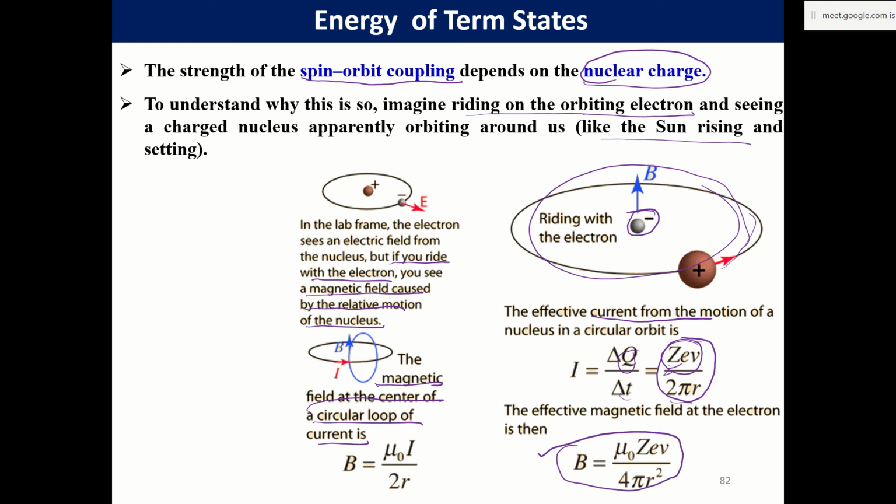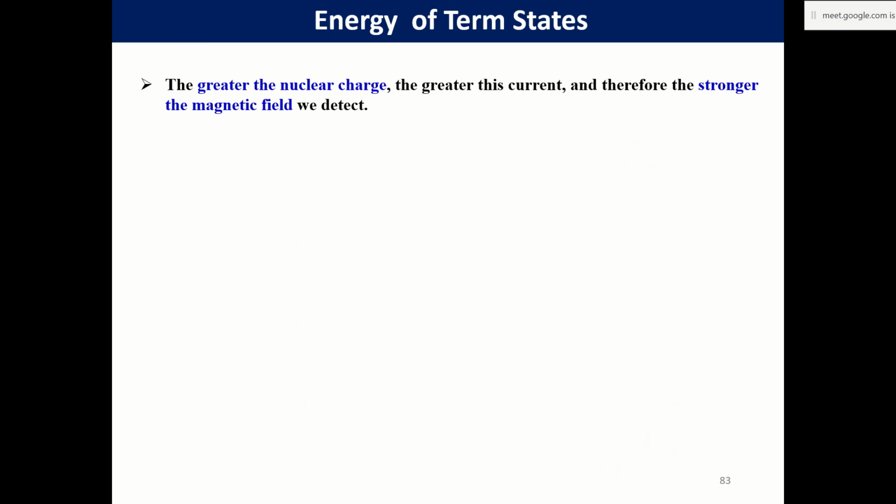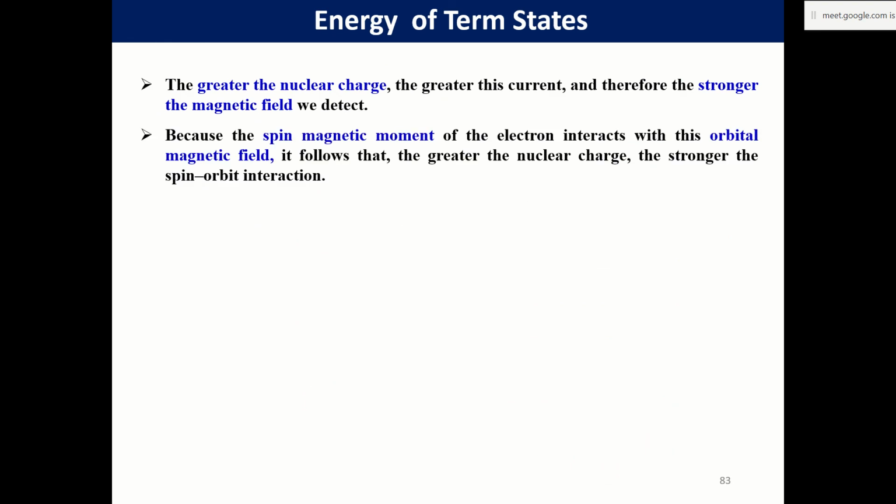So that's why we say that spin orbit coupling is much stronger in the heavier elements, where a large number of protons are there, and as a result you will see a stronger effect. As the number of protons increases, the nuclear charge is greater, and the magnetic field is stronger. So the spin magnetic moment of the electron interacts with the orbital magnetic field, and the nuclear charge also generates a magnetic field, and that also affects the spin orbit coupling.